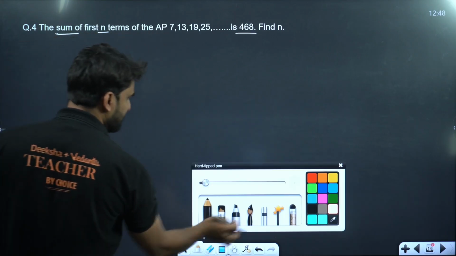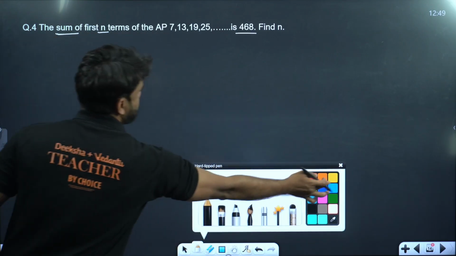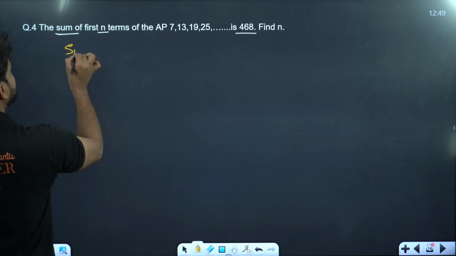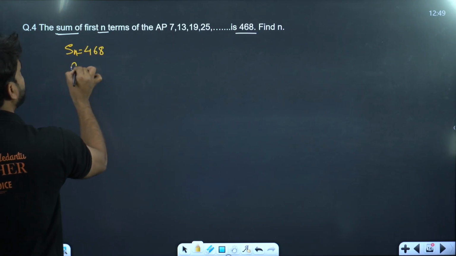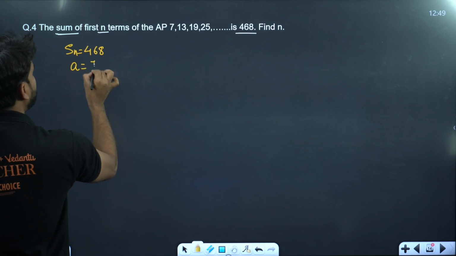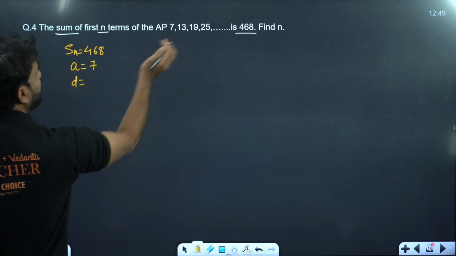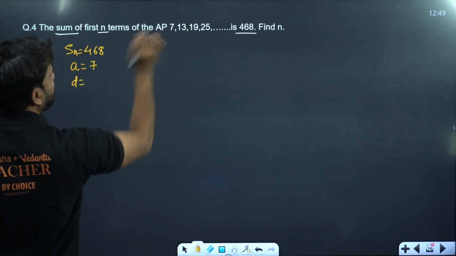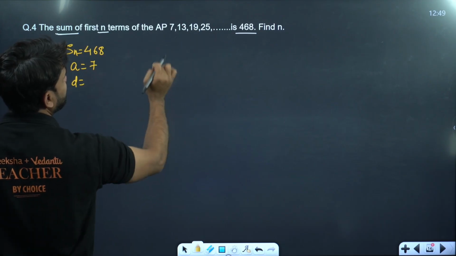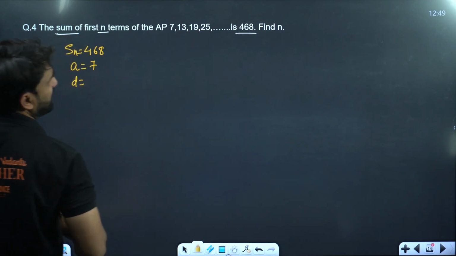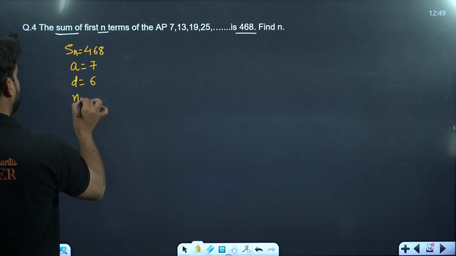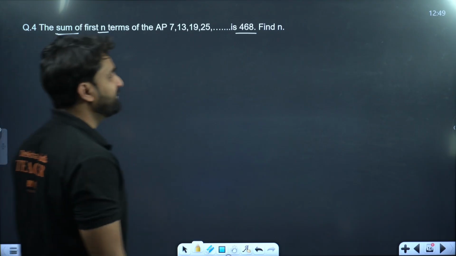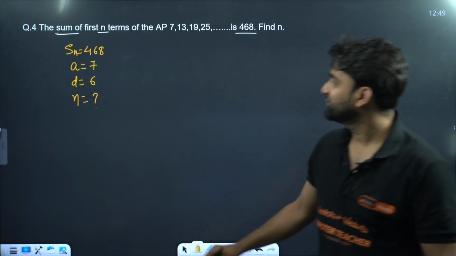So first write down everything, the given information. So here Sn is given to you, Sn is 468. Here a is given to you, a is 7, and here d will be the difference: 13 minus 7, 19 minus 13, 25 minus 19, so that will be equal to 6, right? And we have to calculate n, the value of n. Very easy question, so you don't need to worry about it.